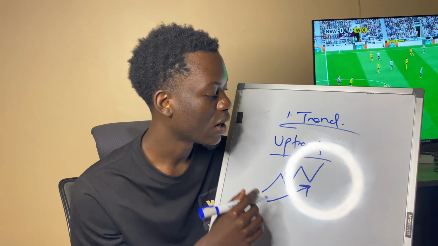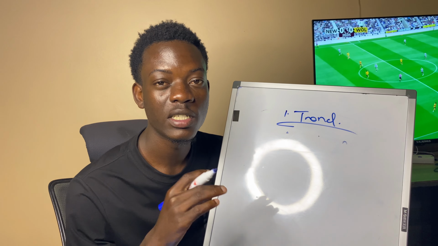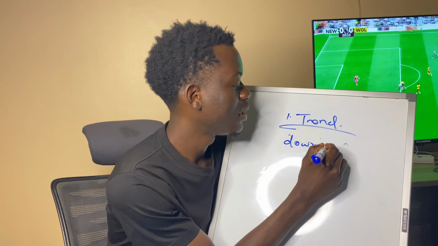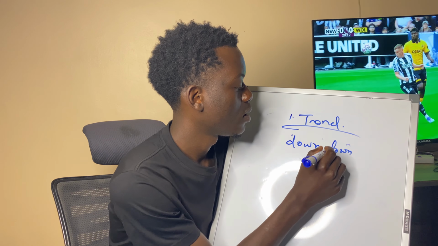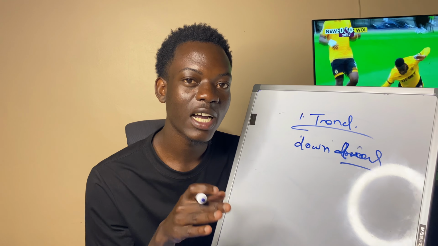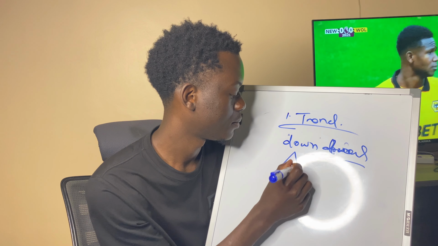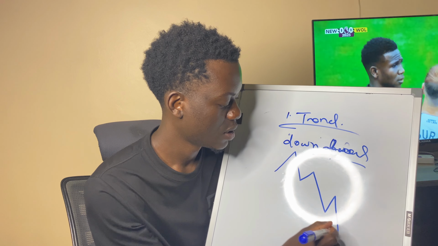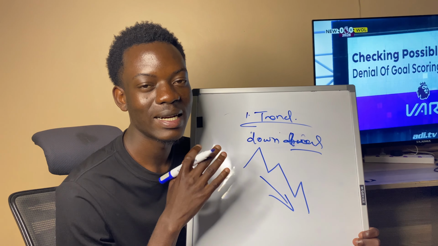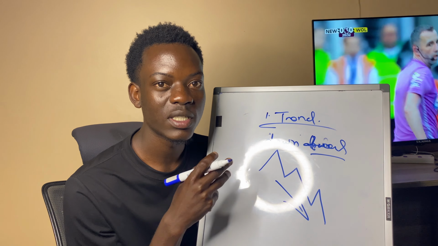Okay? Now let's look at a different market structure, which is actually a downtrend. Opposite to the uptrend, the downtrend is actually when the market is going on a downward momentum. Just like that, when the market is on a downtrend, that is called downtrend market structure. So if you see a downtrend, you are looking to sell.